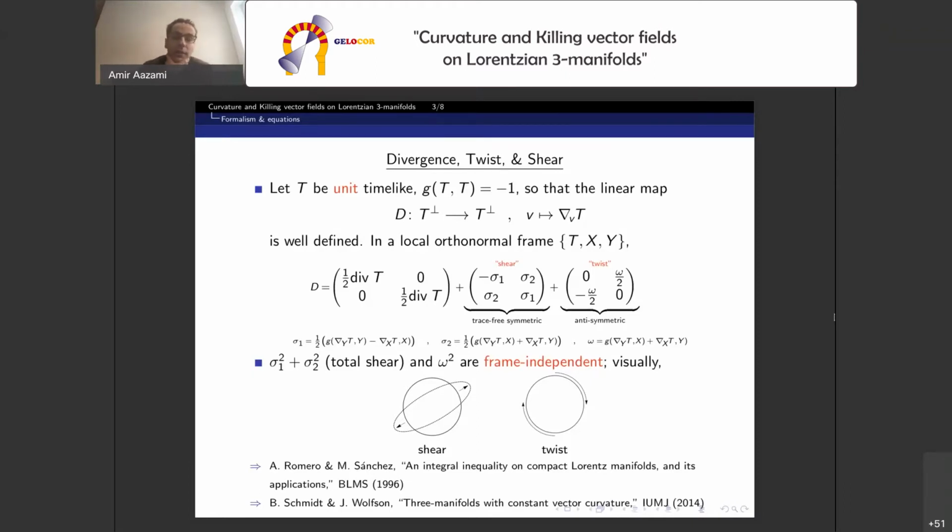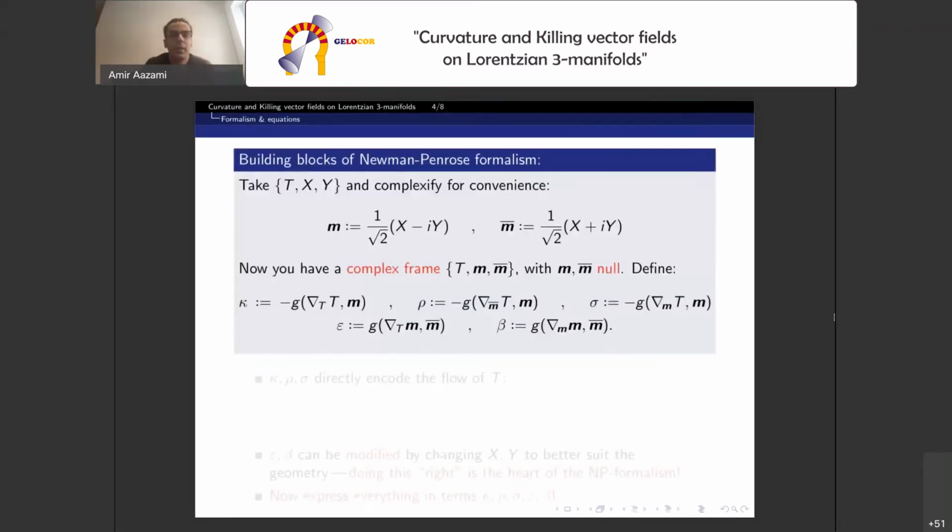How does it feature in the NP formalism? As follows. Let's build that now. The Newman-Penrose formalism in 3 dimensions starts with a frame, and very much in the spirit of the original space-time null tetrad version, for convenience we complexify the space-like variables x and y into a complex valued vector m and its complex conjugate m bar, and henceforth work with a complex frame T, m, m bar. Keep in mind that T is not null, it's a time-like vector field, of course.